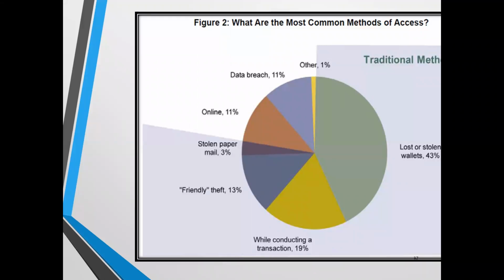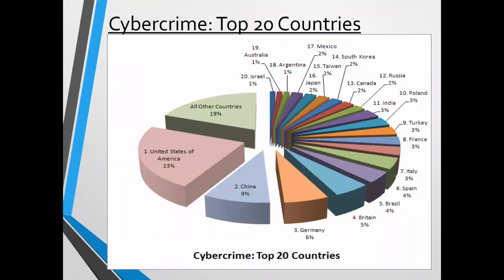Stolen paper and mail, online crimes up to 11, data breaches 11%, and several other crimes. We've seen this before, where we are showing the top 20 countries that are involved in cyber crimes. USA has the highest percentage of cyber criminals.